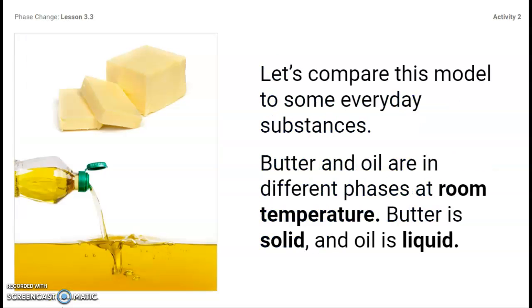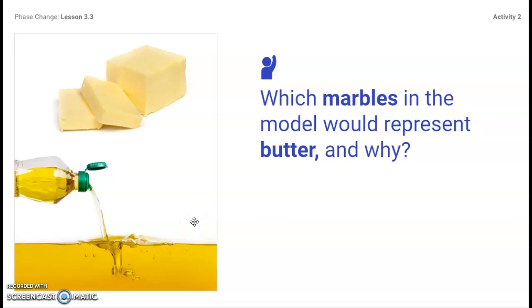So let's compare this model to some things that you use every day. Butter and oil are in different phases at room temperature. Butter's a solid, oil is a liquid. So which marbles in the model would represent butter and why? Talk with your partner and pause here to see if you can come up with an answer to that question. So hey, welcome back. The stronger magnets would actually represent the butter because they need more energy to increase their freedom of movement. The butter needs more energy to be in the liquid phase than the oil.